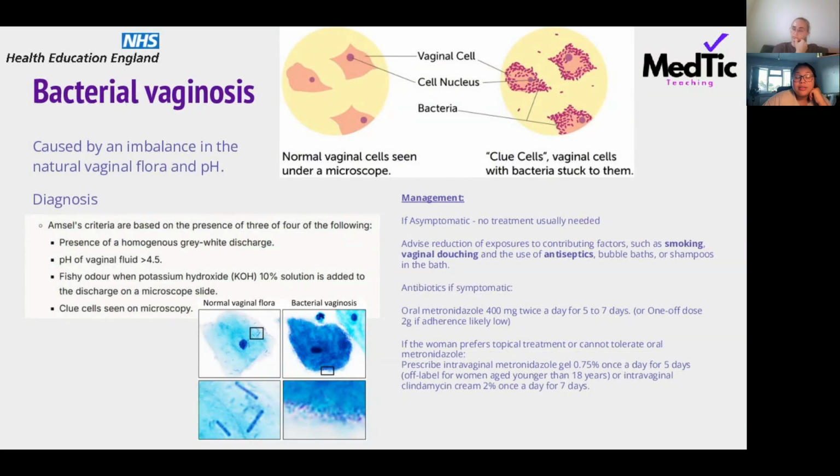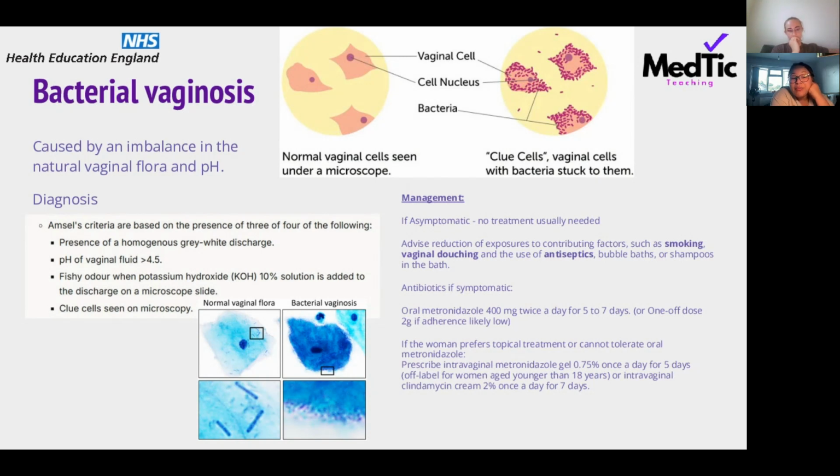So the patient presents with bacterial vaginosis. It's caused by an imbalance of the pH in a woman's flora. Generally, how it's diagnosed is the presence of three of the following: a homogeneous grey-white discharge, a high vaginal pH, so more alkaline than acidic, a fishy odor when potassium hydroxide is added to the discharge on the slide, and clue cells seen on microscopy.